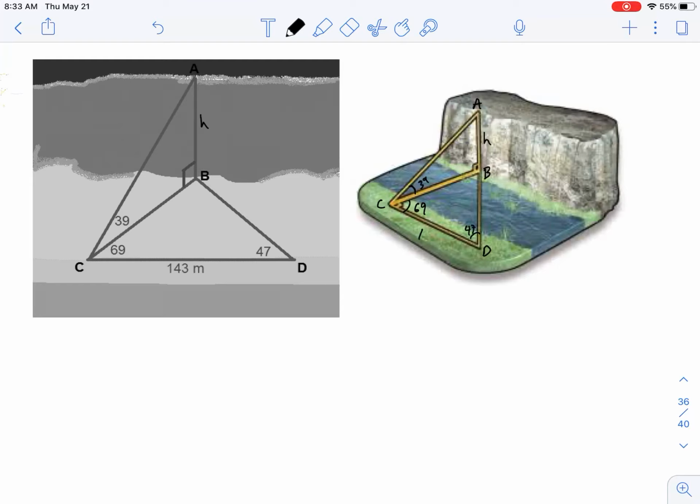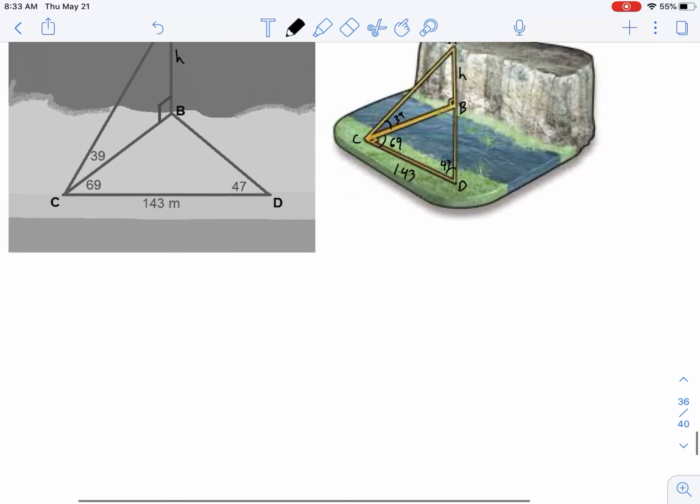I'll fill in my missing values, 47 degrees and 143. The way we're going to tackle this problem is to solve for the horizontal triangle BCD, and we want to solve for what is common. So we want to solve for side BC in triangle BCD because it's common in both triangles. Then we're going to use that knowledge to solve for H in triangle ABC.